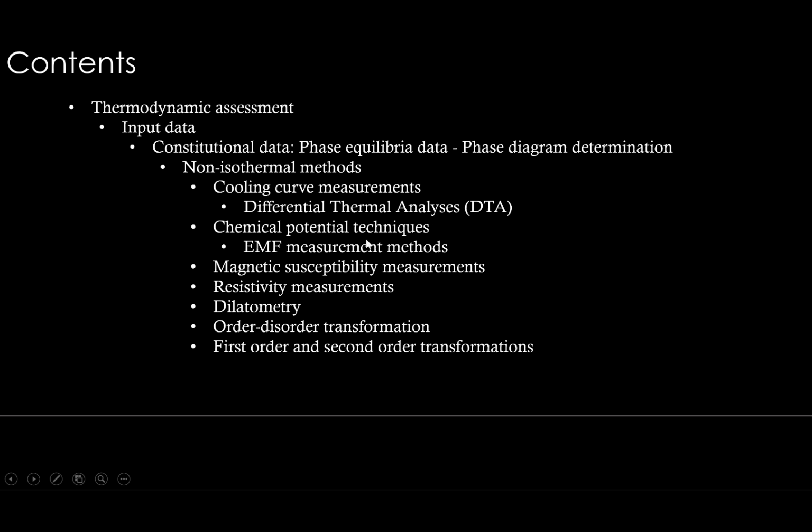Chemical potential techniques, EMF measurement methods. These were used to generate thermochemical data, but these are quite useful even to measure phase diagram information. And then magnetic susceptibility measurements, resistivity measurements, dilatometry, and especially order-disorder transformation, how it can be measured. Dilatometry is quite useful there. We haven't seen about this transformation before, so we'll spend a couple of minutes on that. So this is a second order transformation, so we'll see a distinction between first order and second order transformations as well.